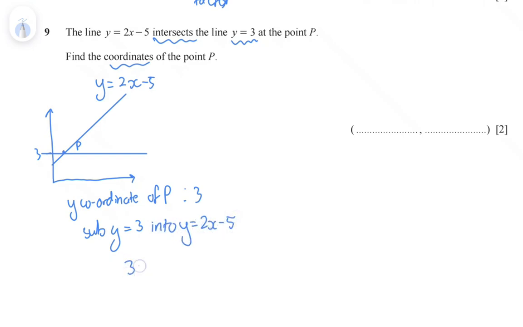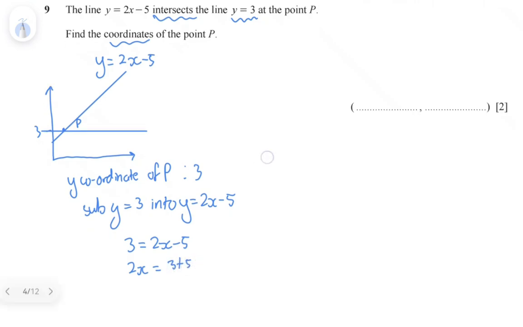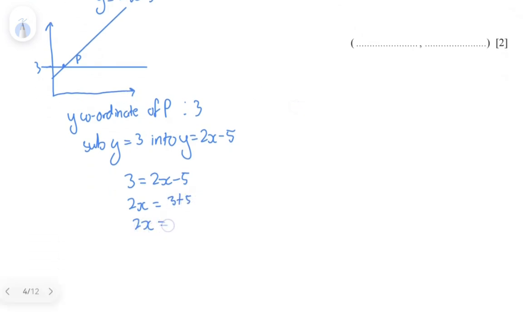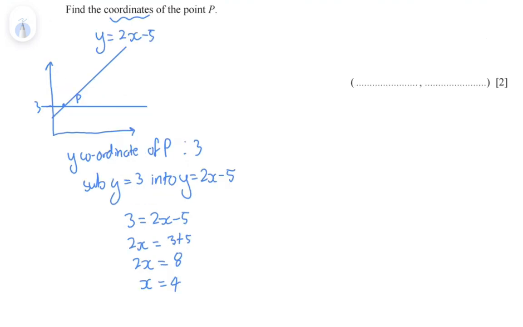So this gives us 3 equals 2x minus 5. Rearranging this equation, we get 2x equals 3 plus 5. 2x is equal to 8, and thus x is equal to 4. So, thus, we know that the coordinates of P are 4, 3. Okay.